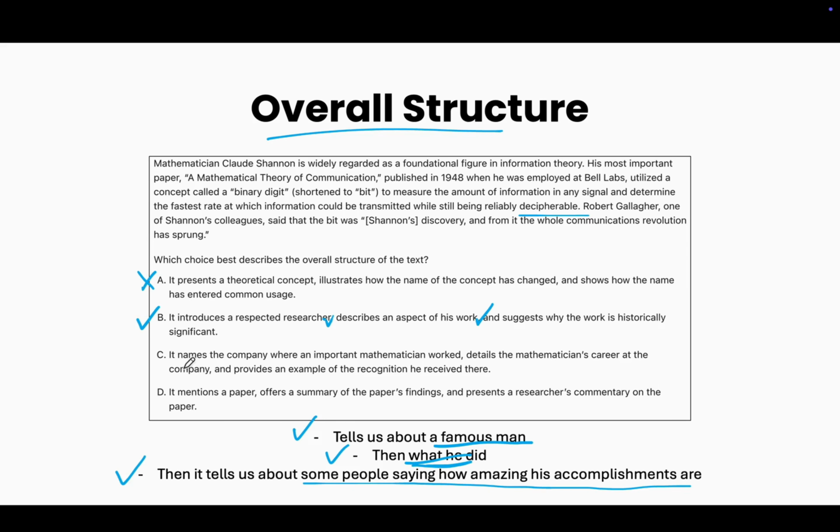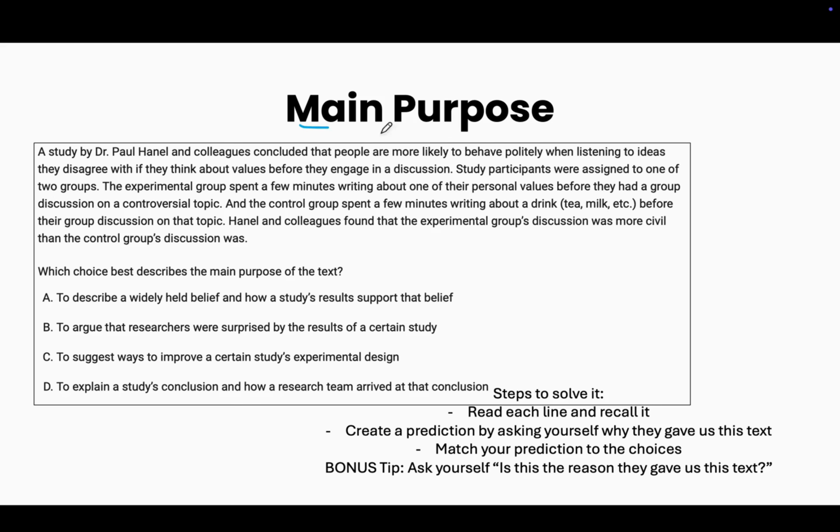However, let's see the other choices. Choice C. It names the company where an important mathematician worked. Nope. It first tells us about the mathematician and not a company. Choice D. It mentions a paper, offers a summary of the paper's findings. Again, no. It first tells us about the mathematician and not a paper. See how easy these overall structure questions become when you just list the structure or steps on a scratch paper? That same method helps with main purpose too.